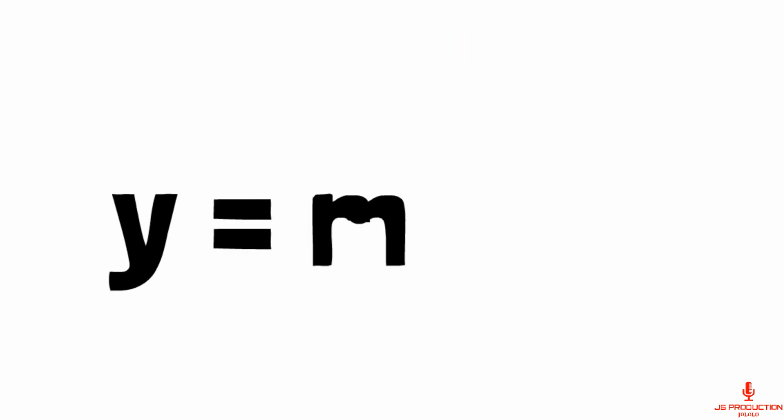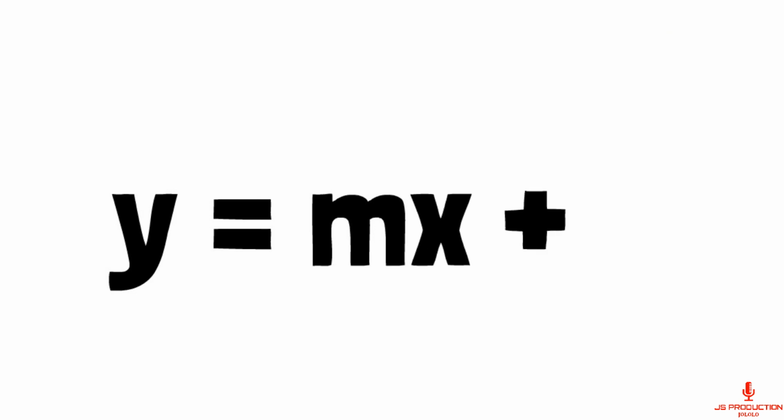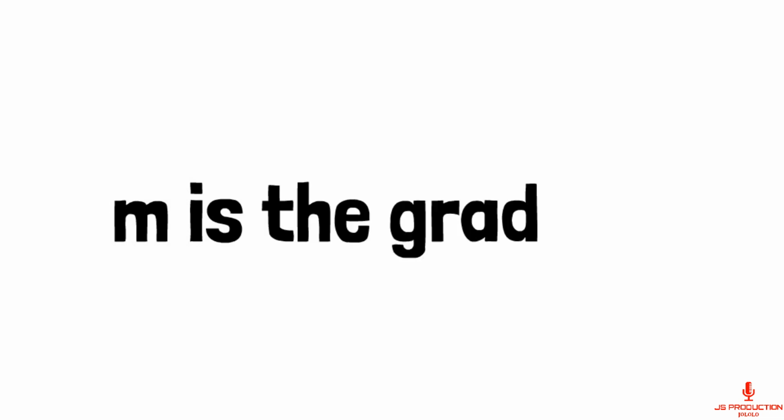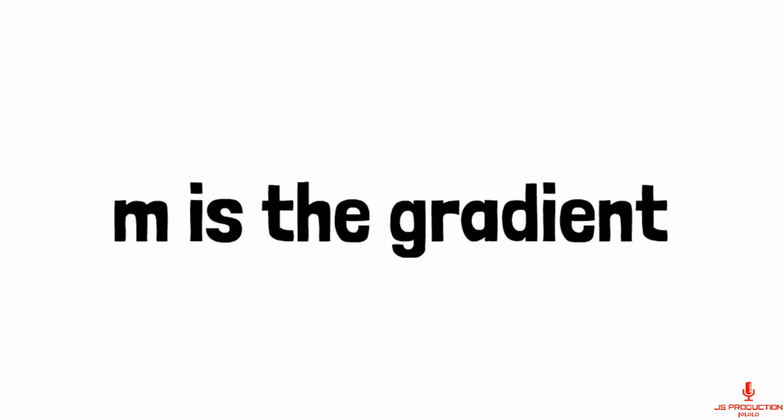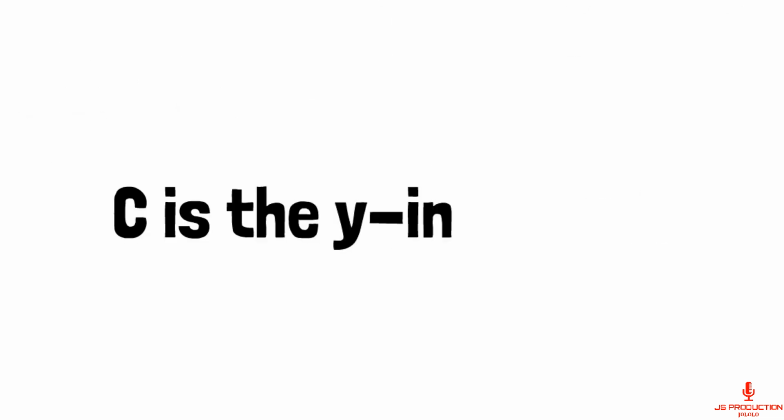Let us now look at the gradient-intercept form. The standard form of the equation of the straight line is given as y = mx + c, where m is the gradient and c is the y-intercept.